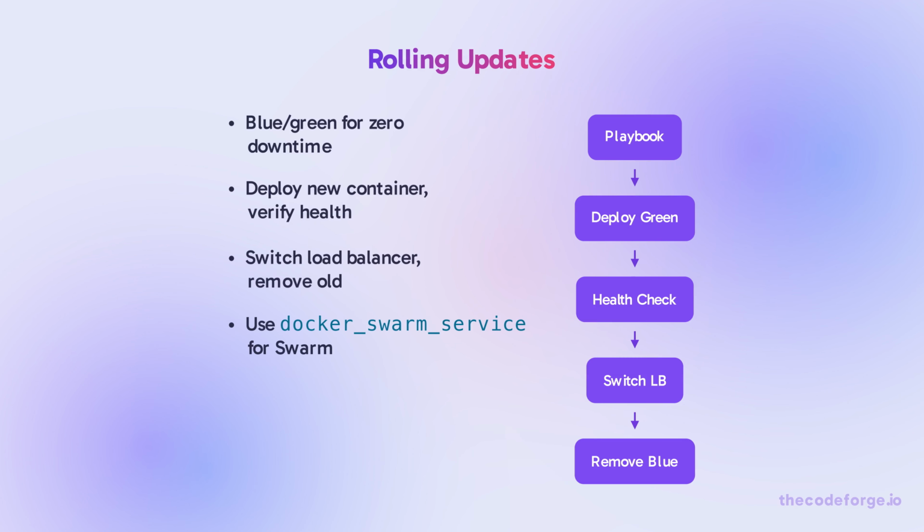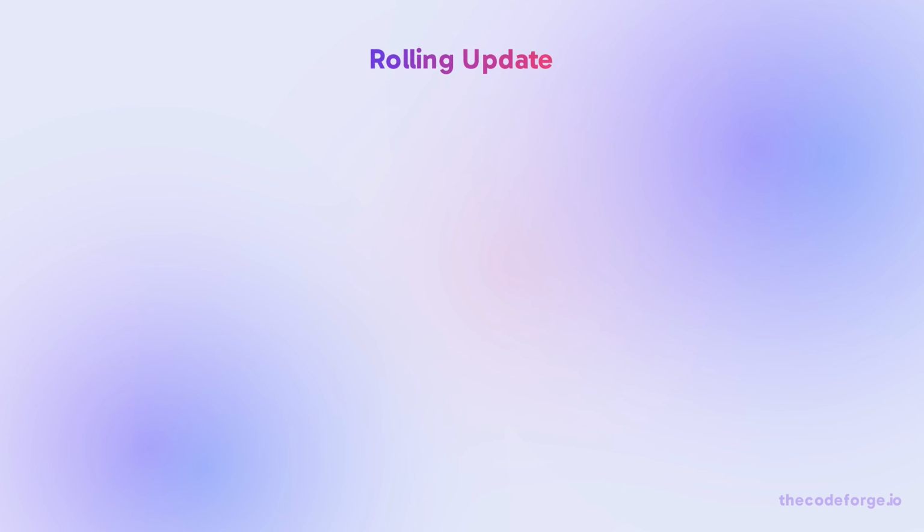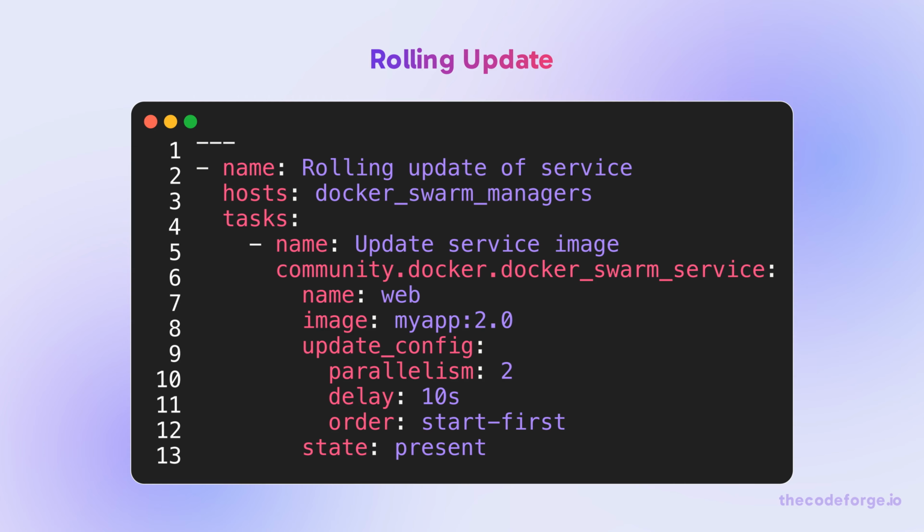For zero downtime deployments, use a blue-green pattern. Deploy a new container with the new image, verify it's healthy, update the load balancer, then remove the old container. For Docker Swarm, use Docker swarm service with update config to perform rolling updates. This updates containers with zero downtime.